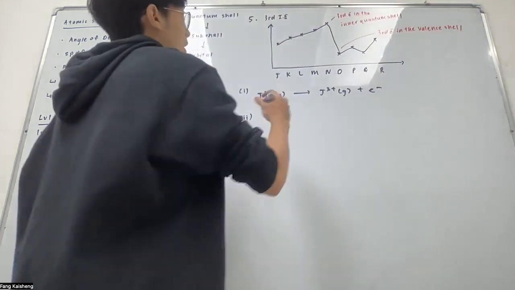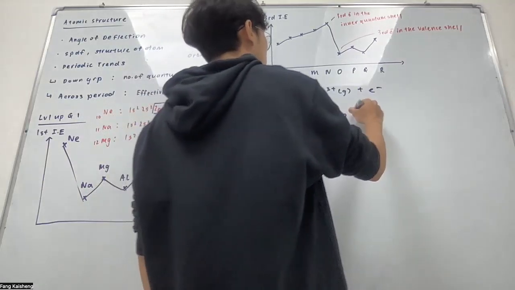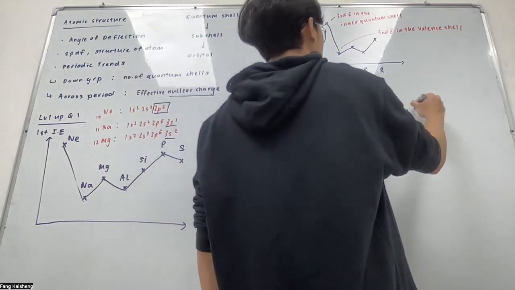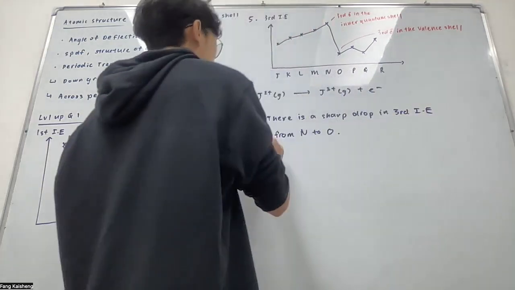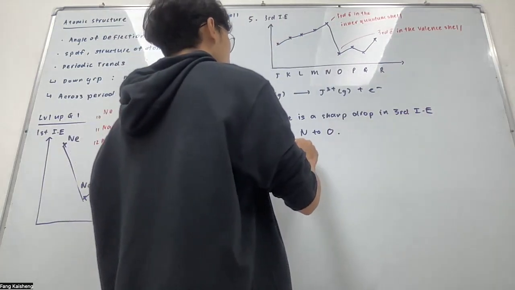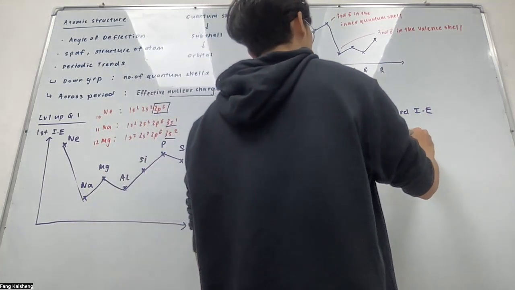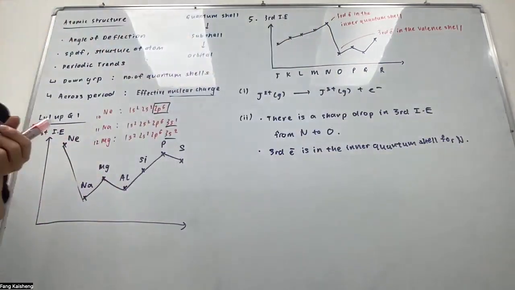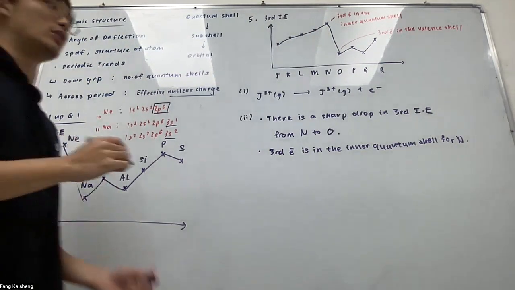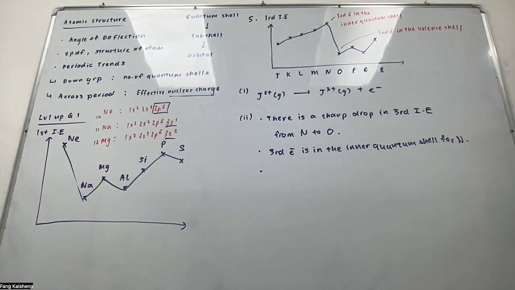So let's work it out together. Talk about the sharp drop first. There is a sharp drop in third ionization energy from N to O. So what does this mean? It means that the third electron is in the inner quantum shell for N. So then what's next? If the third electron is in the inner quantum shell, how many are in the outer shell? Again, we're only interested in the valence shell because it allows us to determine the group.